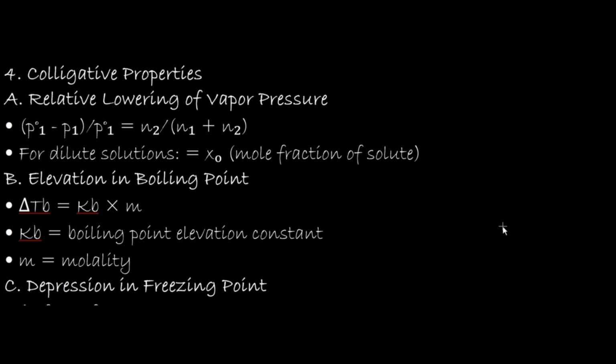Okay, so first let's start with relative lowering of vapor pressure. That deals with how the vapor pressure decreases when we add the solute to the solvent. For dilute solutions, X2 represents the mole fraction of the solute, and the formula is P1 naught minus P1 divided by P1 naught, which is equal to n2. n represents the number of moles.